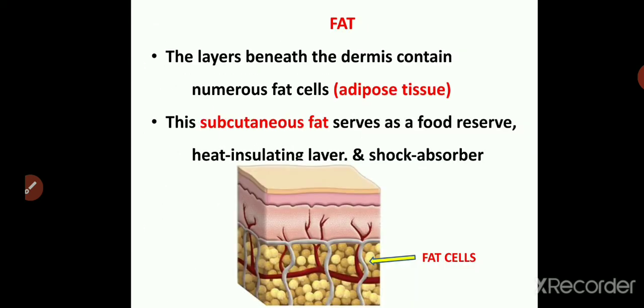Now coming to the fat layer. The fat is subcutaneous fat, or it is also called adipose tissue. It is made up of adipose tissue. That is the fat layer, fat cells.